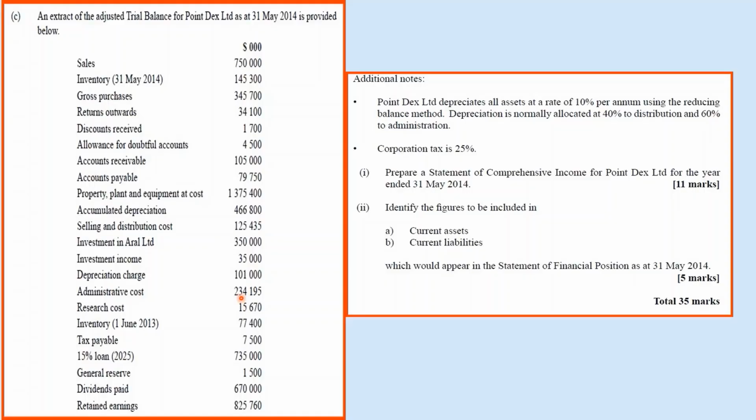And also we are seeing a loan here of 735,000, a 15% loan, but there is no interest given on the loan. In fact, there are no financial expenses. So we will have to assume in this problem that the interest on the loan has not been paid yet. Okay, let's move on next to the working.